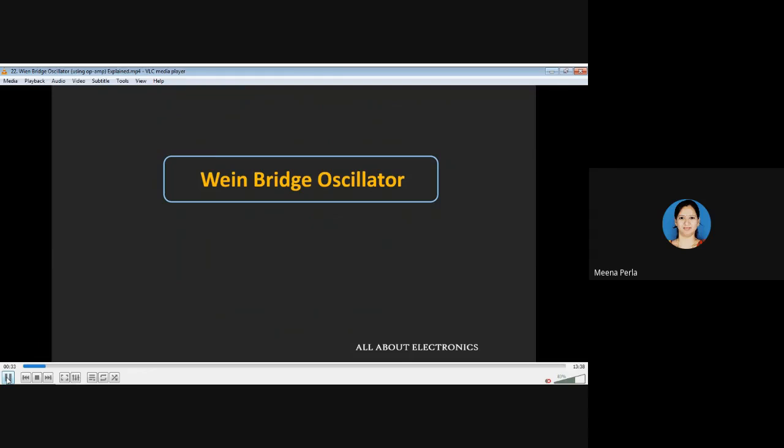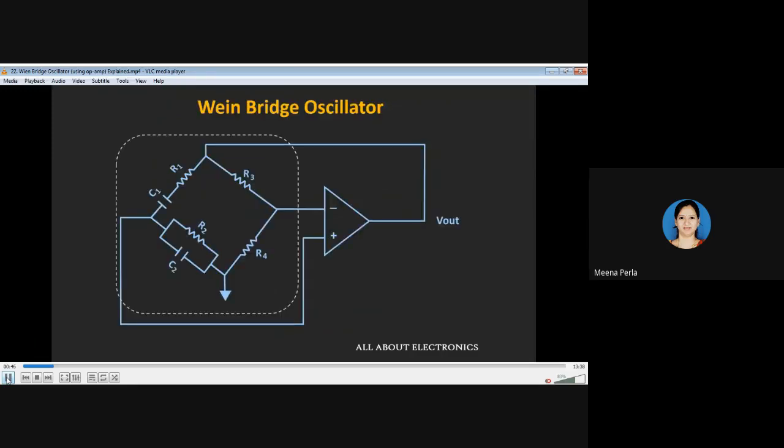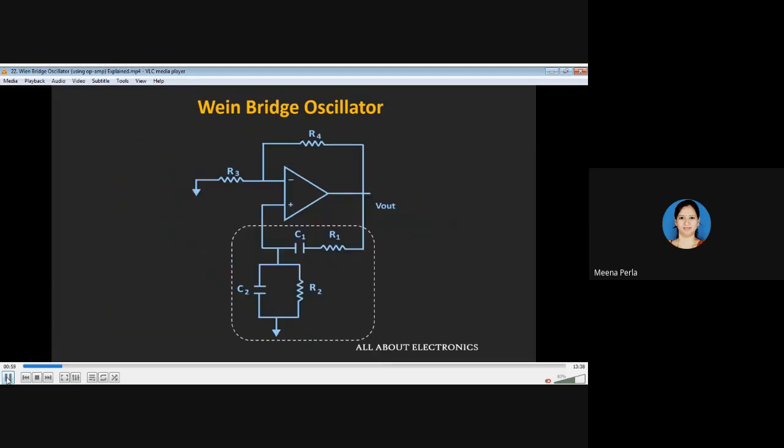oscillator. So this Wien bridge oscillator is a harmonic oscillator, meaning that the output of the oscillator is a sinusoidal signal, and it is used for the generation of the sine wave, typically in the range of audio frequency. So if you see the circuit diagram of the Wien bridge oscillator, this is how the structure looks. So here this is called a bridge circuit. So we can draw the circuit in a different way.